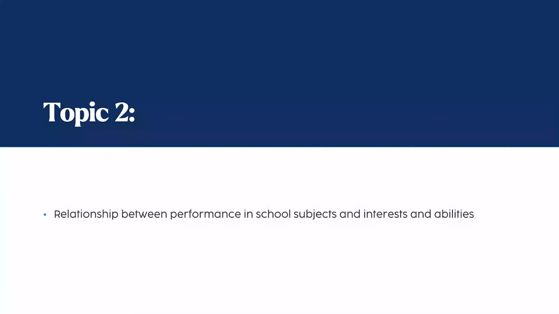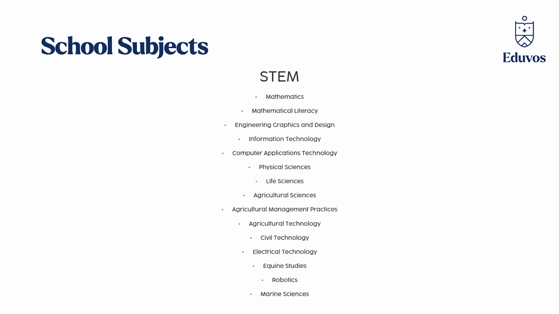Nothing? Okay, so topic 2, we're going to be discussing the relationship between performance in school subjects and interests and abilities. So I'm just going to talk to you quickly about school subjects, and then we're going to discuss that in terms of who you are as an individual. I have basically divided them into 3 things. I'm first going to talk about STEM. STEM stands for Science, Technology, Engineering, and Mathematics.